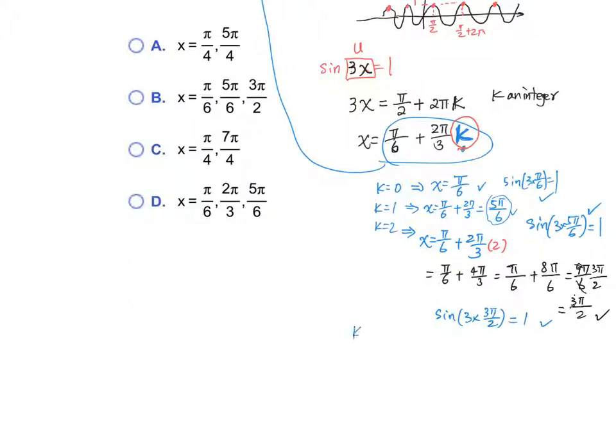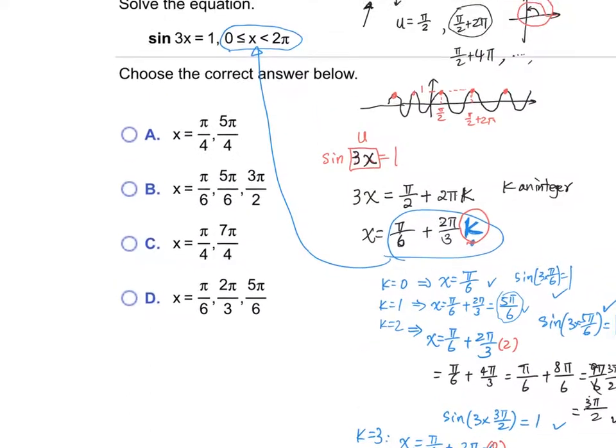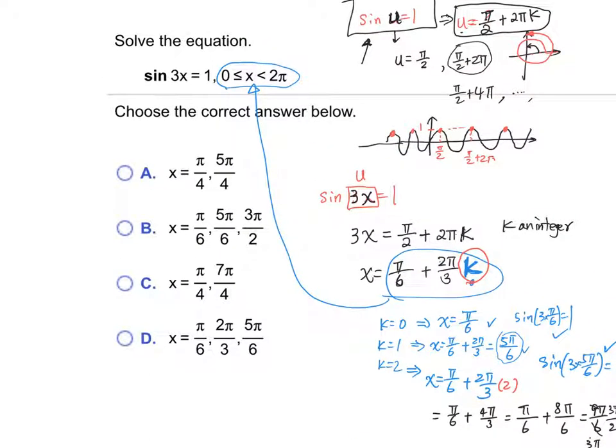Now you should continue. K equals 3. X is equal to pi over 6 plus 2 pi over 3 times 3, which gives you pi over 6 plus, 3 and 3 cancel, 2 pi. Well, you see that this is already greater than 2 pi. You want to stop here because the requirement is from 0 to 2 pi.